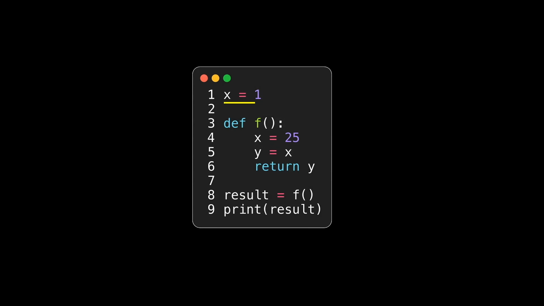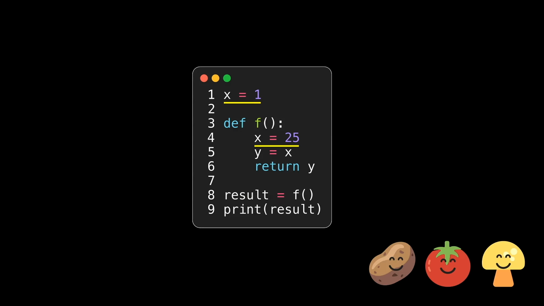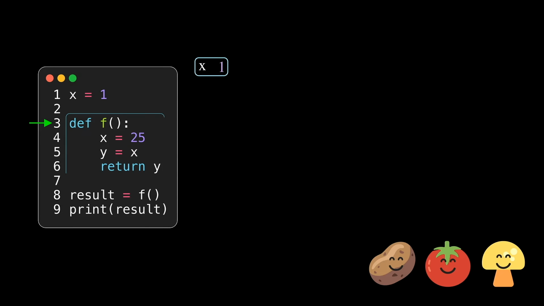We have variable x equal to 1, then we create a function. But within the function, we have another variable of the exact same name, x equal to 25. Then I do y equal x, and I return y. So the existential question here is that when I assign y equal to x, which x am I looking at? Is it the x outside the function, or the x inside the function? Well, what's your guess? Let's execute the program and see what happens.